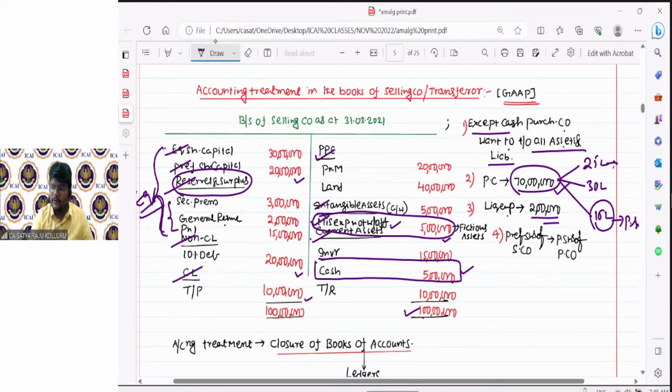This 25 lakhs is in the form of cash. This 30 lakhs in the form of equity shares. Now I'm giving the bifurcation as well. Now the PC we are going to receive from the purchasing company, right? How we are going to receive? 25 lakh worth in the form of cash, 30 lakhs worth of equity shares of purchasing company, 15 lakhs worth of preference shares of the purchasing company.